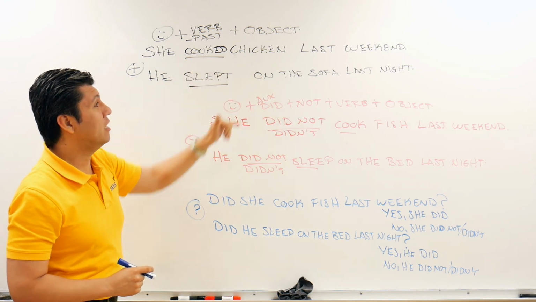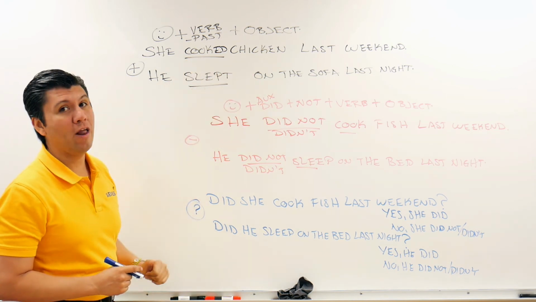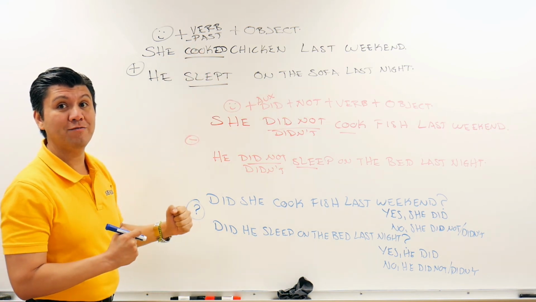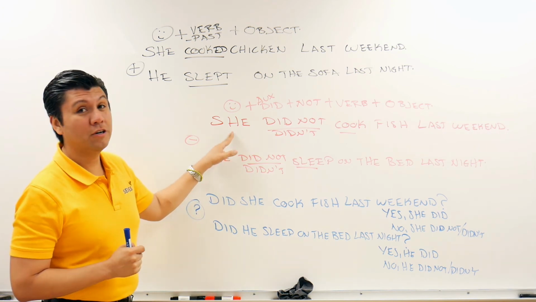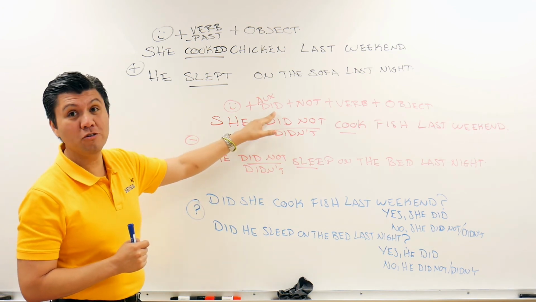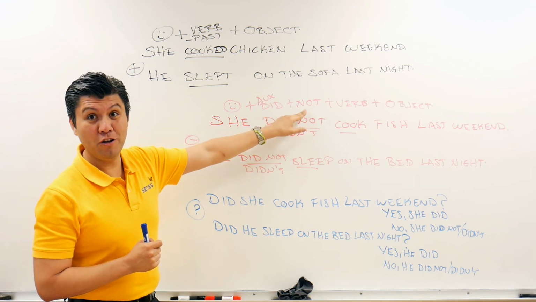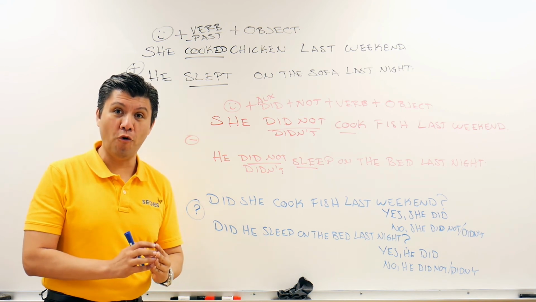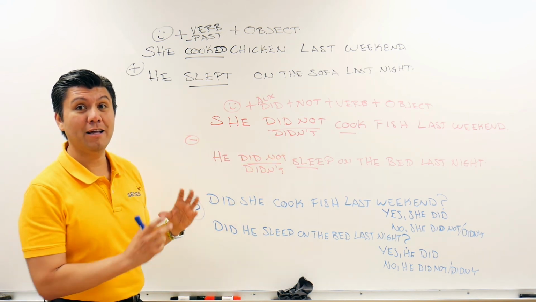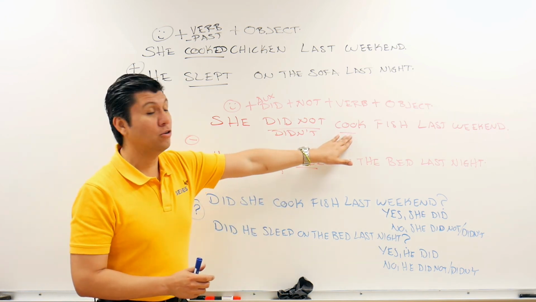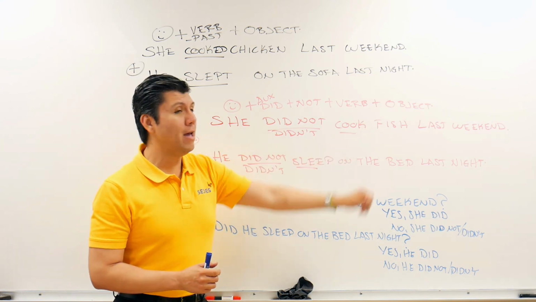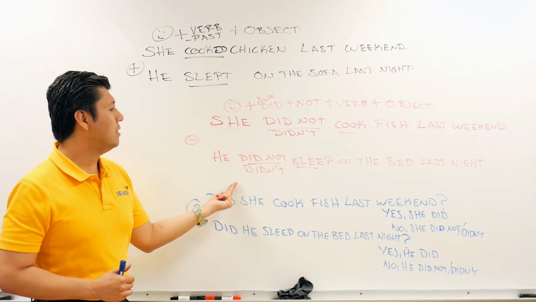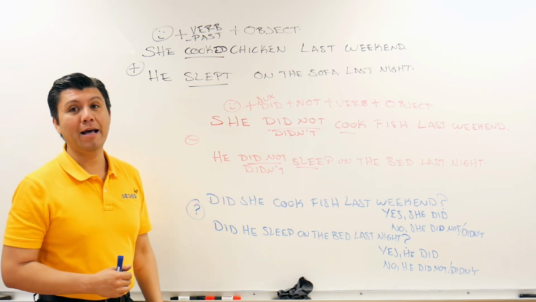So she cooked chicken last weekend. He slept on the sofa last night. Person, verb in past form, and your object, who receives the action. Negative. You're going to start with your subject pronoun, then you're going to use your auxiliary did. The negative auxiliary, not, and then the verb. And the verb needs to be in present form. Since you're using the auxiliary did, that's the past expression, okay? So keep your verb in present form and then add an object. She did not or she didn't cook last weekend. He did not or he didn't sleep on the bed last night.